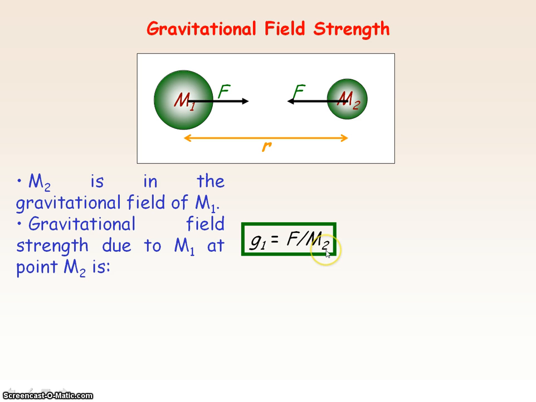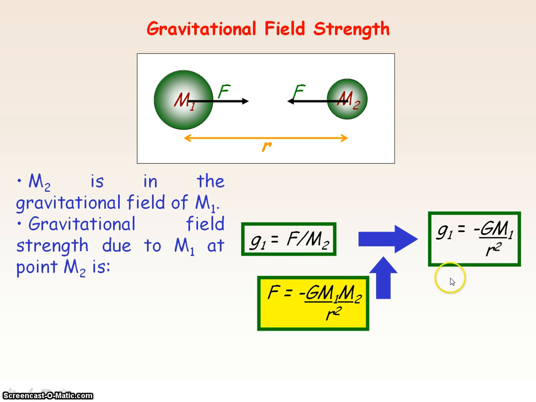The force acting on m2 due to m1 is given by Newton's law of gravitation, and if we substitute for force F into the equation for gravitational field strength, that will give us then that the gravitational field strength due to m1 is equal to minus G times m1 divided by r squared.